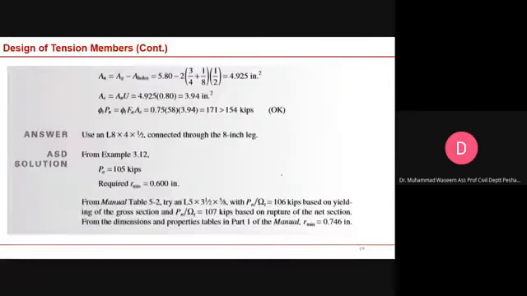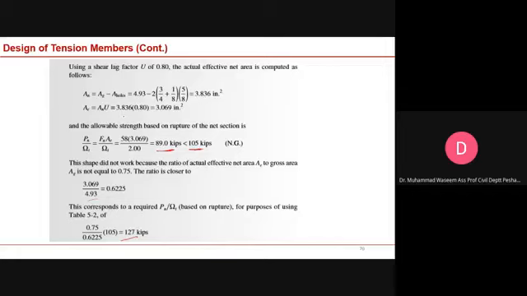Okay, so you will again come and calculate the net area and effective area, and check whether your capacity is greater or less. If all the things are fine, if the areas are equal or greater than the required areas and your capacity is greater than 154, then this is fine. Now you will do the same thing for the ASD approach, and go through all these things.